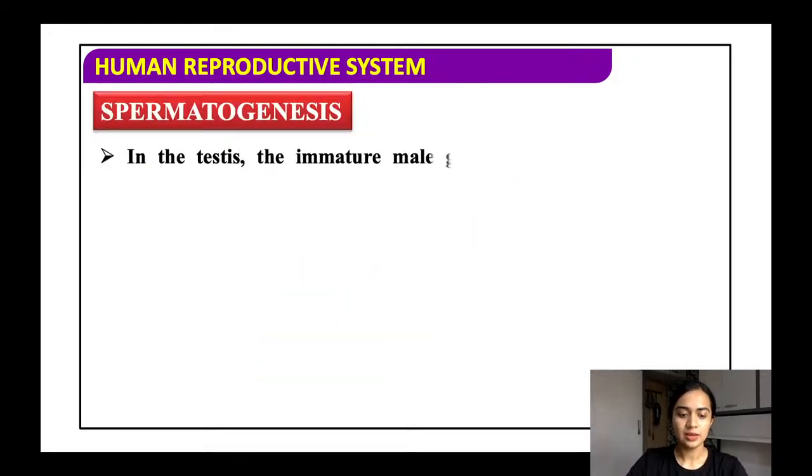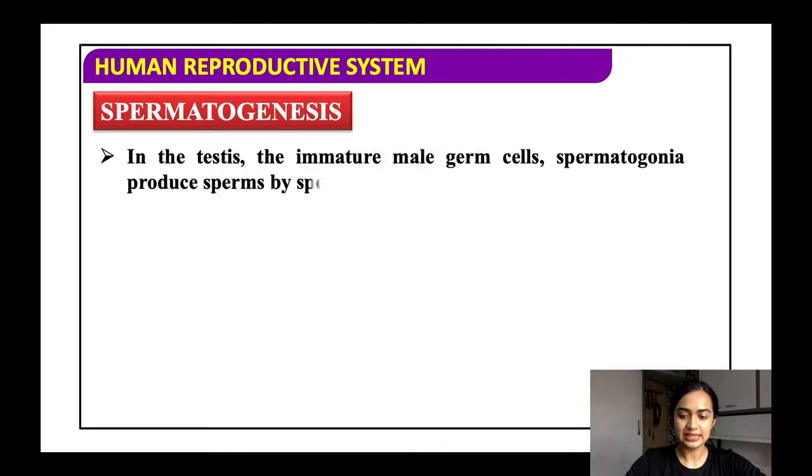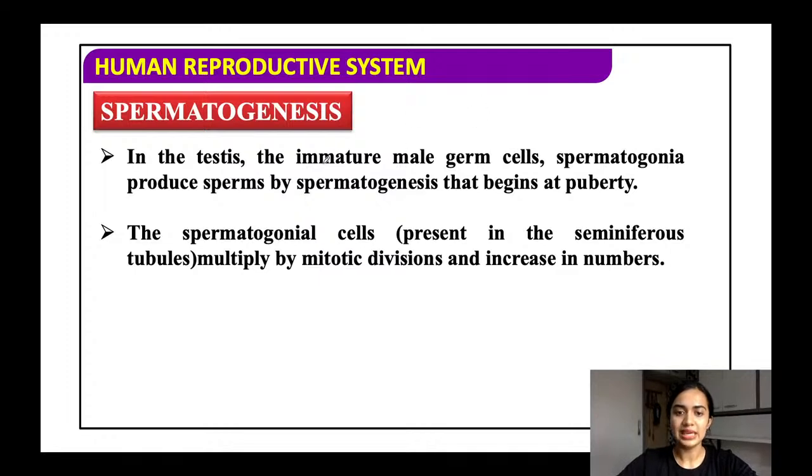In the testes, they produce immature male germ cells called the spermatogonia. These spermatogonia are first attached to the inner wall.